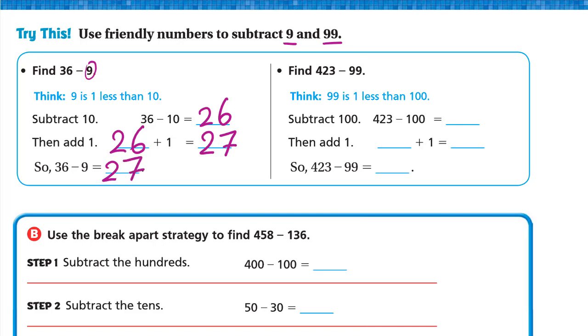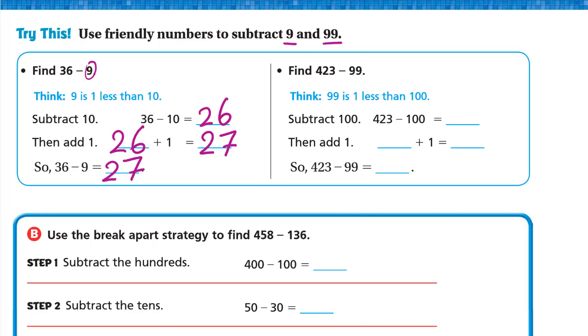Okay, so instead of subtracting 9, we will subtract 10. It means we subtracted one more, so we will add this one again. So subtract 10, it will be 26. Add 1, it will be 27. So it's like subtract 10 and then plus 1.